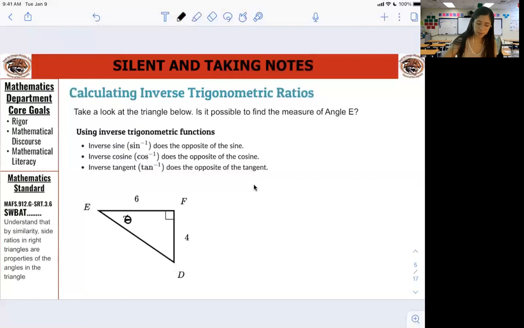The 6 is not the hypotenuse. Don't be fooled. It's almost as long as it, but the hypotenuse is the other side. So it's opposite over adjacent, so tan. Tan of theta is 4 over 6. So to get theta, we do the inverse tangent of 4 over 6. See what you get.